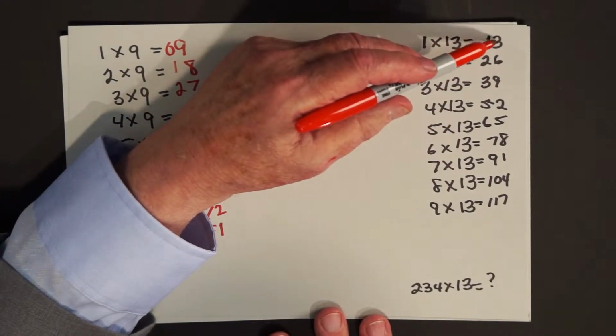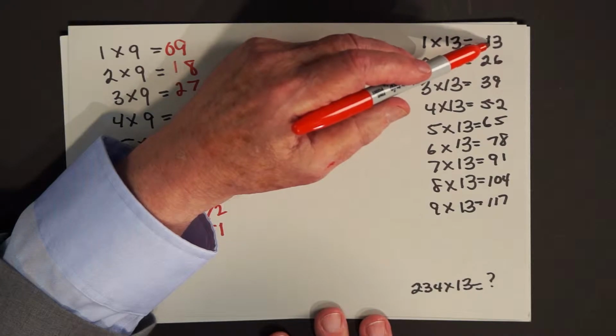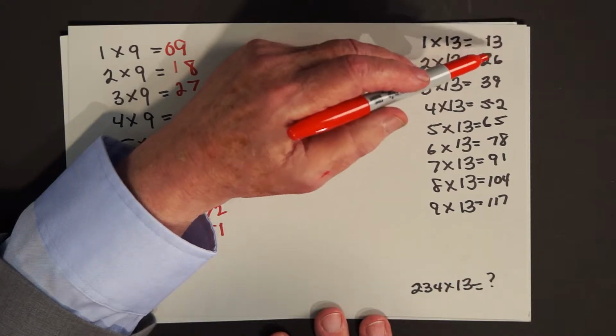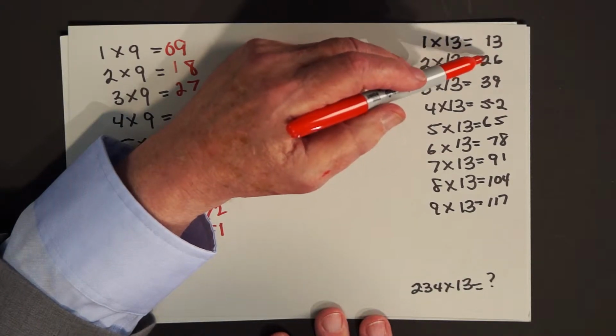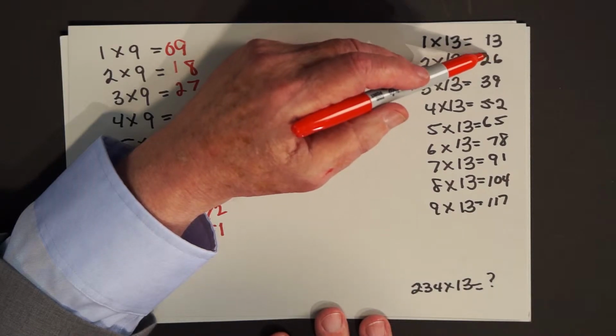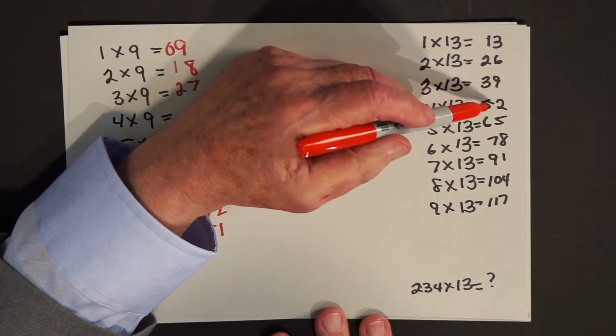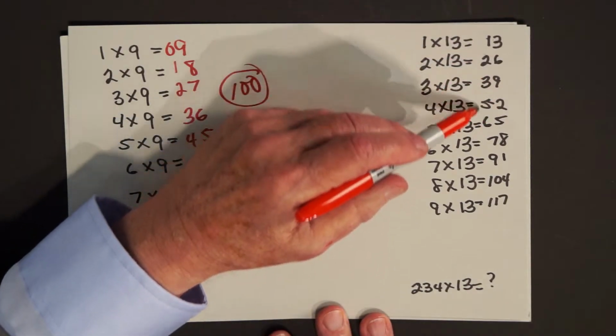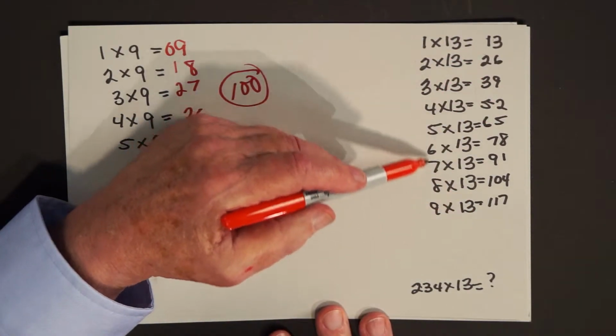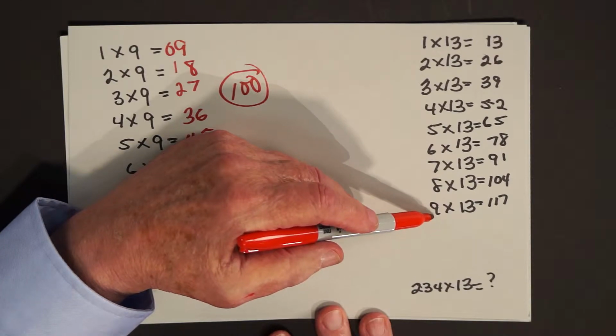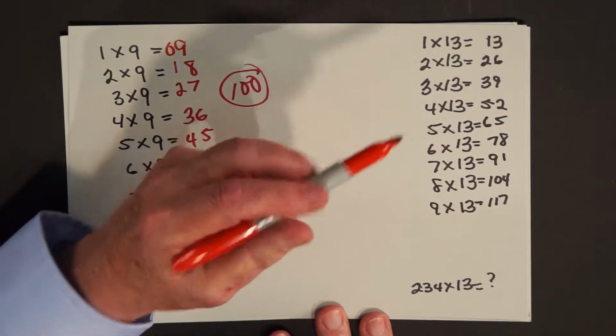13 and 10 is 23, and 3 is 26. 26 and 10 is 36, and 3 is 39. 39 and 10 is 49, and 3 is 52. And we can keep on going this way, get through as many as to the 9. 9 times 13 is 117.